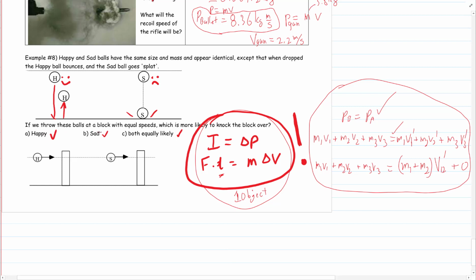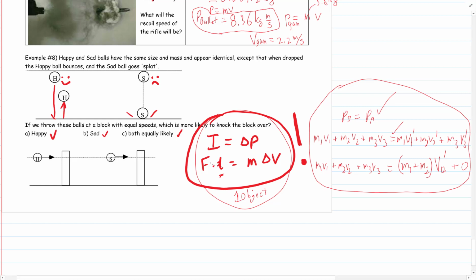Now, when we throw these balls at a wall or at an object and it hits up high, if we're throwing them with equal speeds, which one is more likely to knock the block over? All this red stuff was just a review of what we learned up to that point, not necessarily helpful with this. Which one is it? Well, yeah, it is helpful.